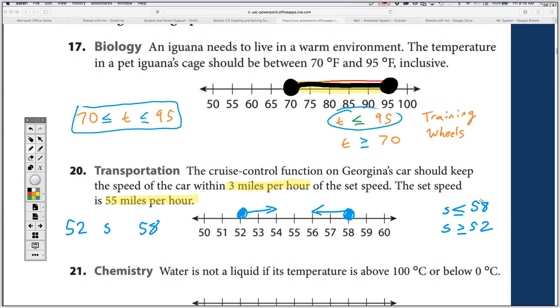Alright. So now we have this. Go ahead and translate it over here. So less than or equal to 58. Greater than or equal to 52. Alright. Did I do it right? Anyone but Luis. He's answered too many. Does this look right to you?